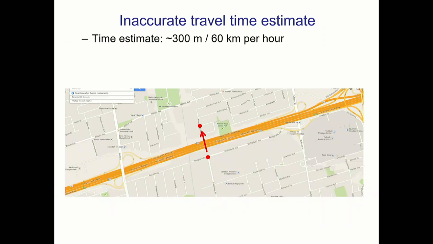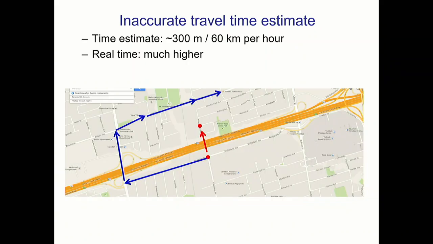So remember this, when we wanted to go from one intersection to the other across the highway, if we just rely on the geometric distance, this is probably going to be a 300 meters over 60 kilometers per hour estimation. While in real time, it's probably much higher because we have to loop around the highway and go to the bridge that crosses us, and then loop around to get to the intersection. So our estimation might not be very accurate, and it will hurt the quality of our final result a little bit.